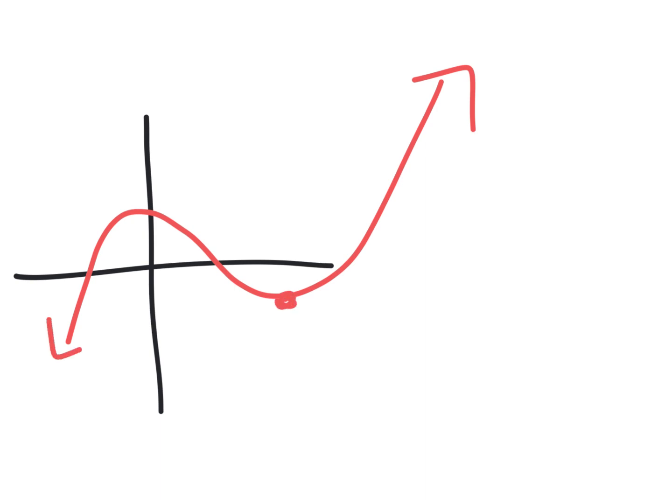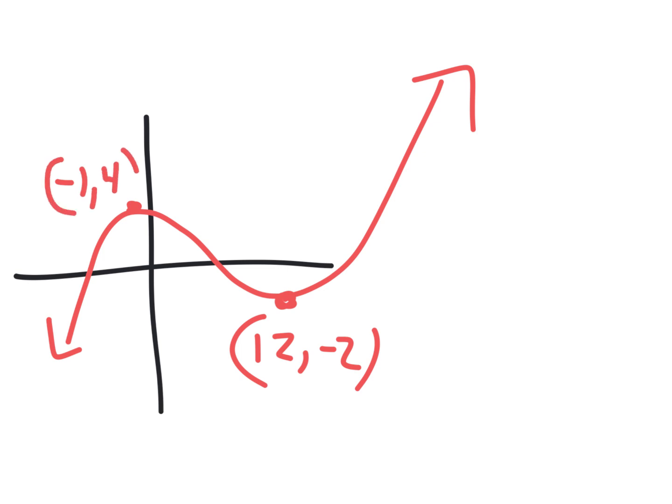Okay, so this is an example now. Let's see if you get this. That is the point 12, -2. And this is the point right here, -1, 4. Okay. Is there an overall maximum on this graph? No. You might be like, well, there's this spot right here, but it's just going to keep going up. So no, there is no overall maximum.